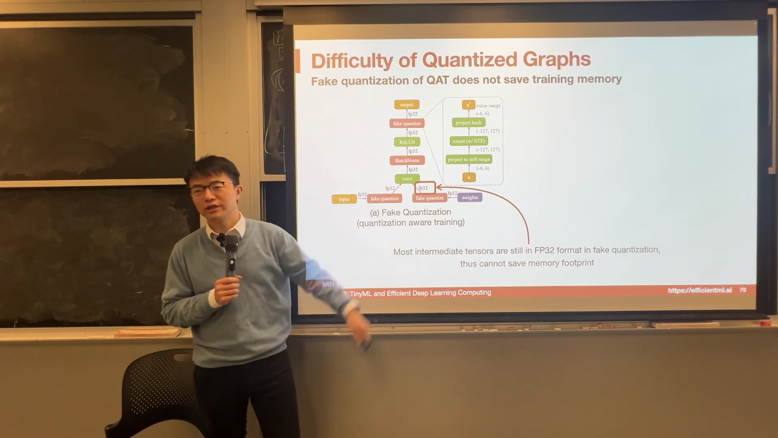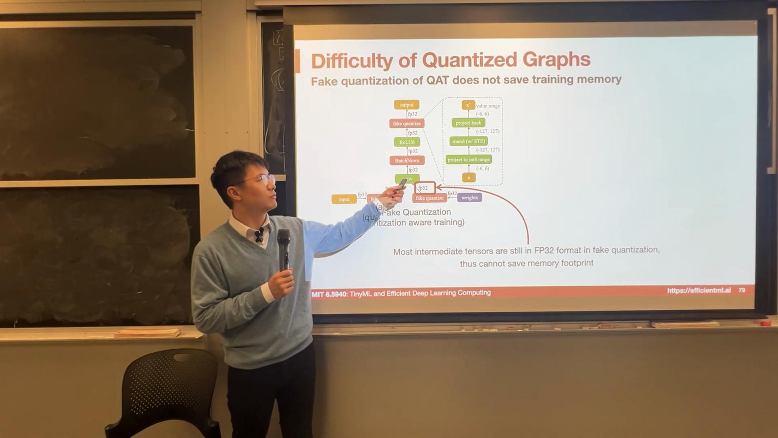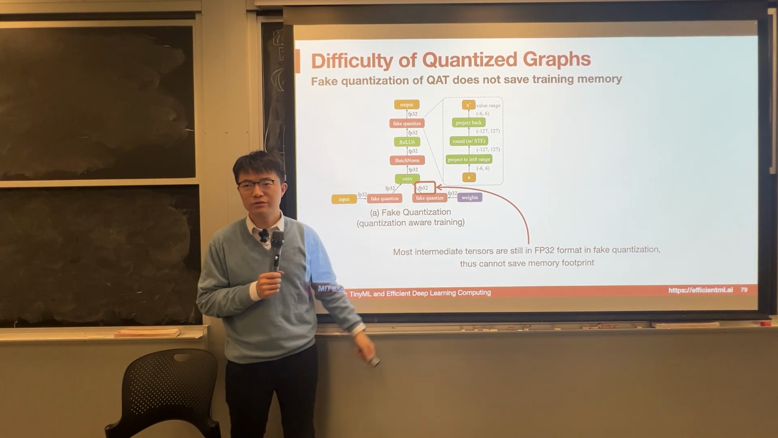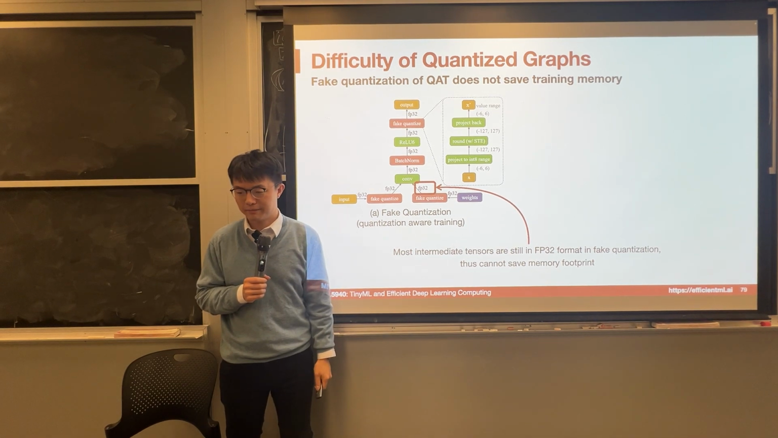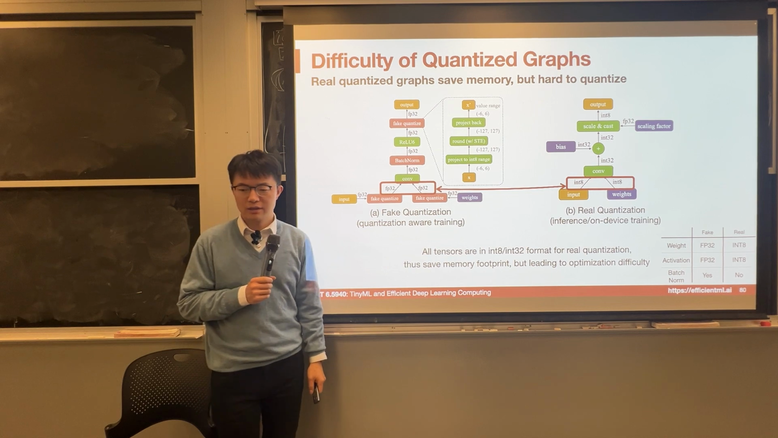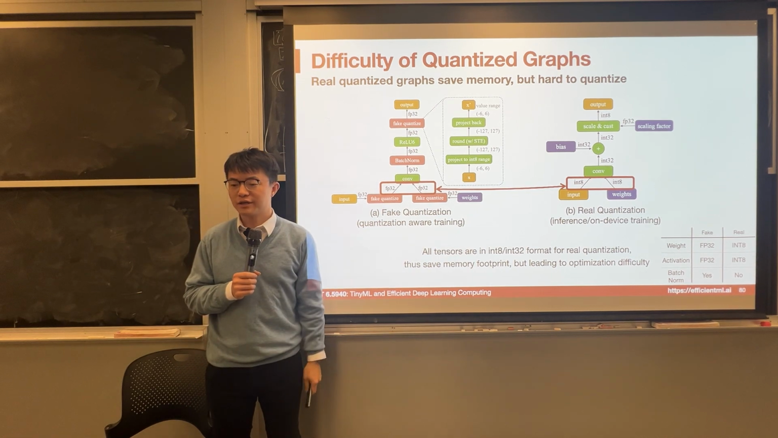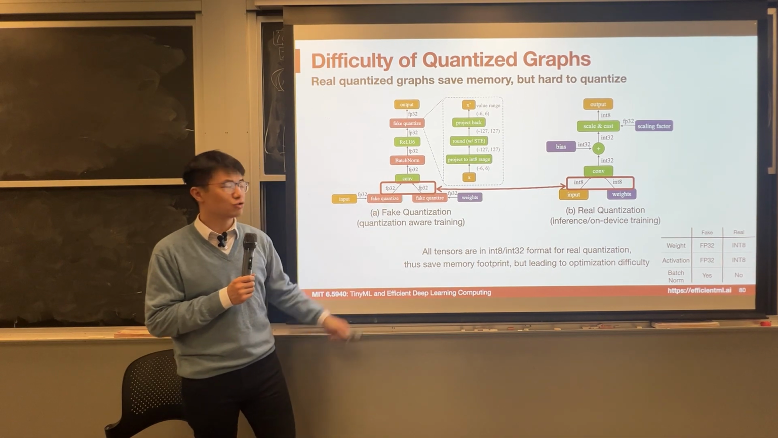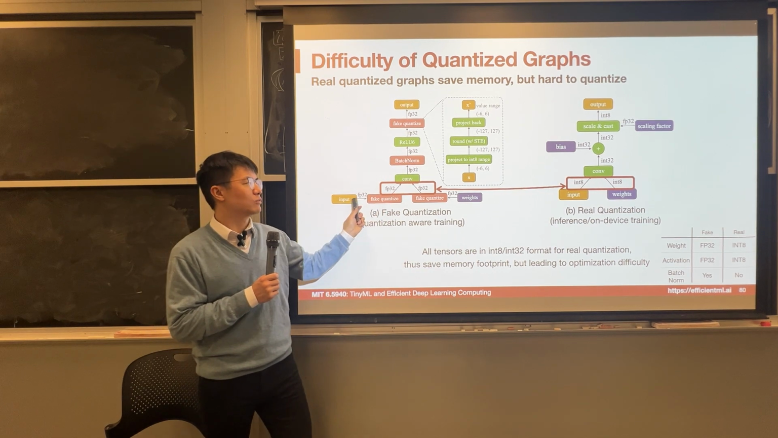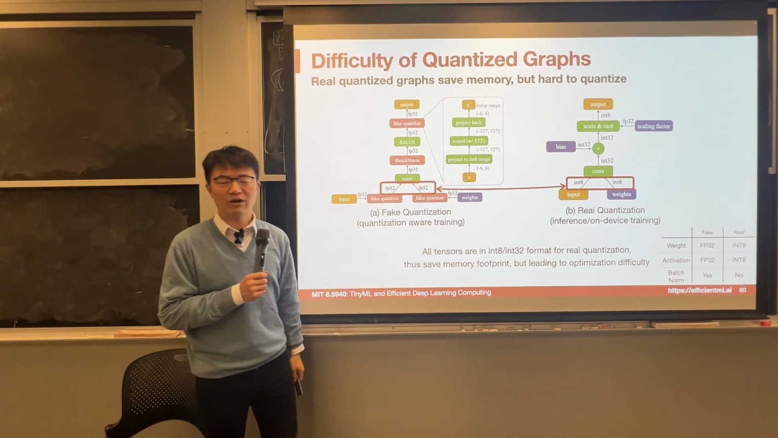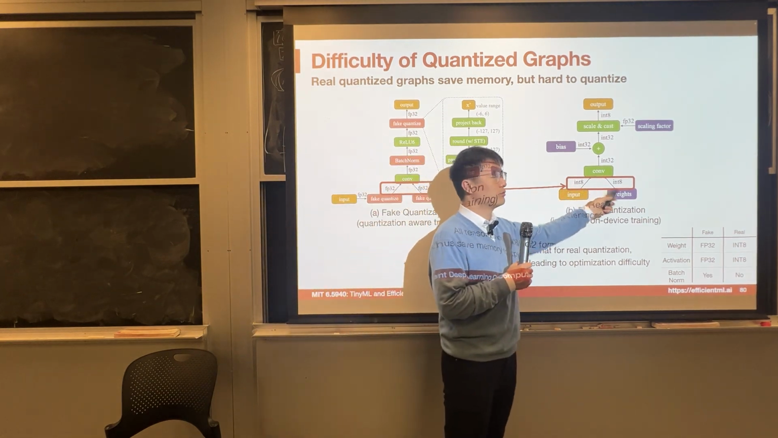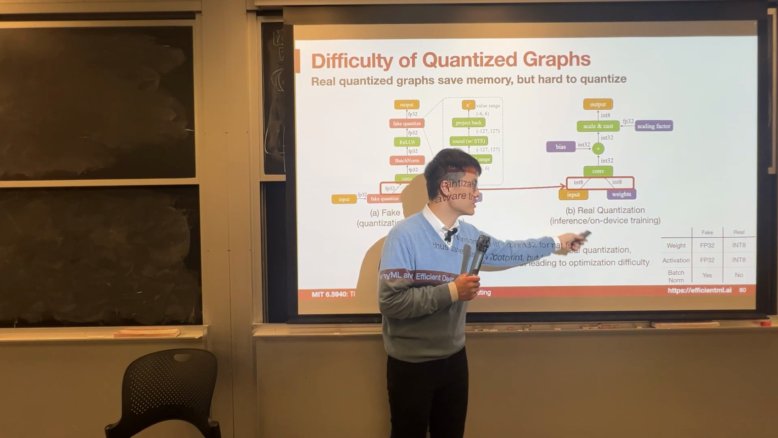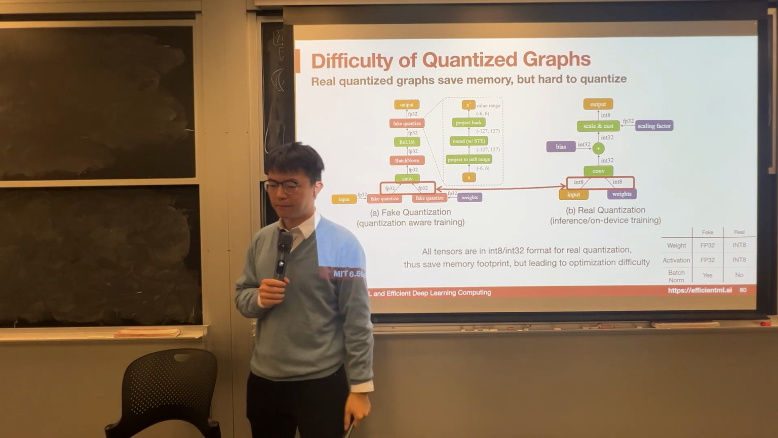So it doesn't save the training memory, because at training time, everything like the convolution is still happening purely in FP32. It's using an FP32 number to represent a quantized int8 number. It cannot save the memory footprint. A real quantized graph can actually save the memory, but it's hard to quantize. Different from fake quantization during quantization-aware training, where the input and the weight are actually represented with FP32, in real quantization both the weight and input are quantized and represented in int8 for inference, and we can also use that for on-device training.